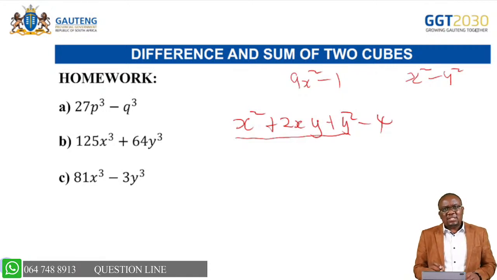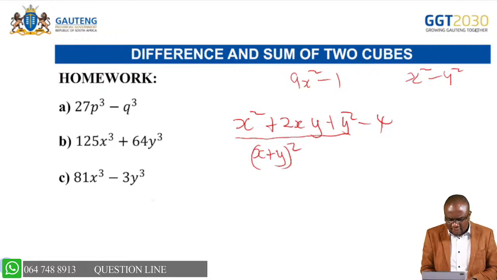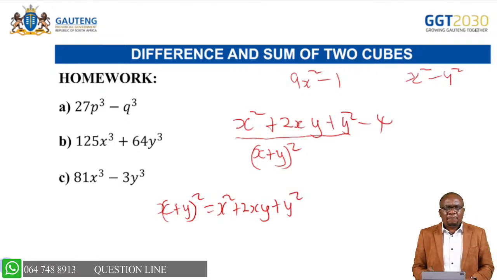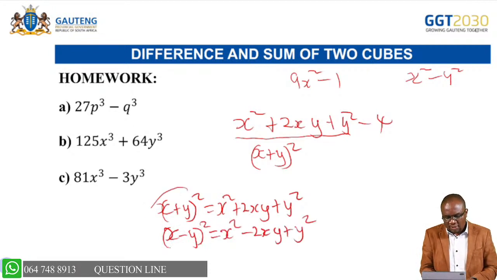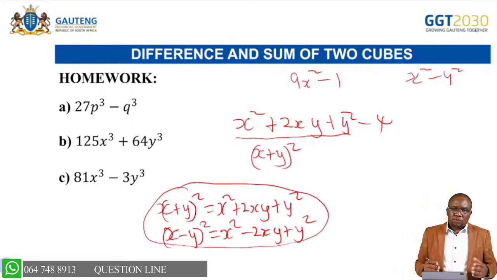Okay, so this reduces to, I said what? To (x plus y) squared. Remember that (x plus y) squared is equal to x squared plus 2xy plus y squared. Remember, it's called square binomials. Then (x minus y) squared, we're finishing now in a minute, is x squared minus 2xy plus y squared. Try to remember these two. They are called standard forms for square binomials.